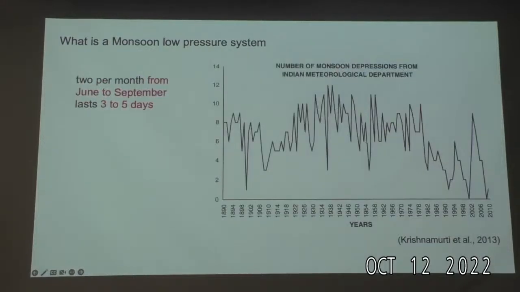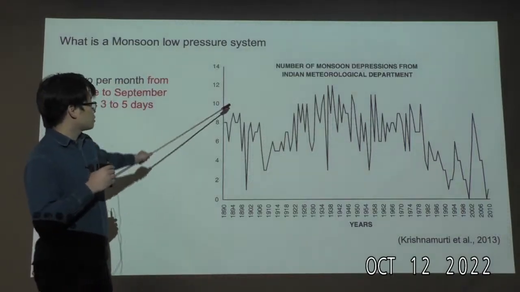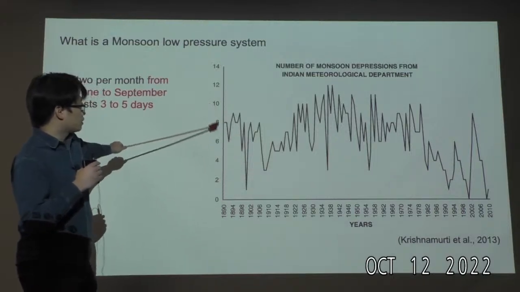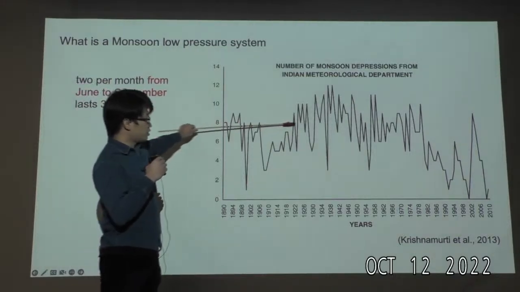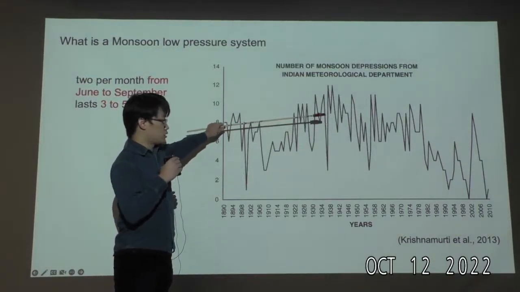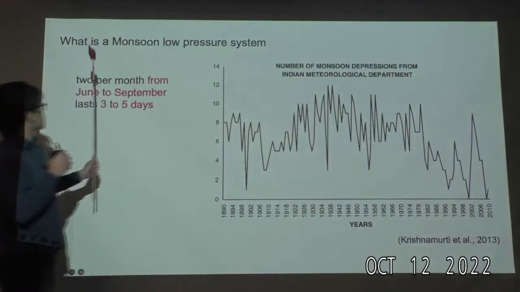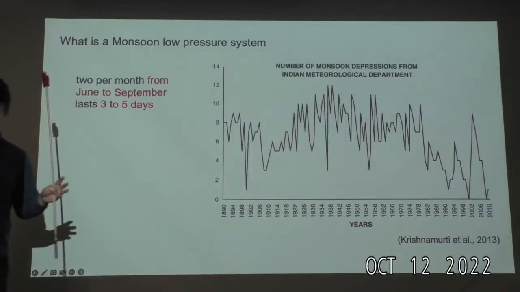About the frequency of this type of system, as you can see from this time series, on average 8 systems pass across the area per summer, which is on average 2 per month from June to September, and each of them lasts about 3 to 5 days.